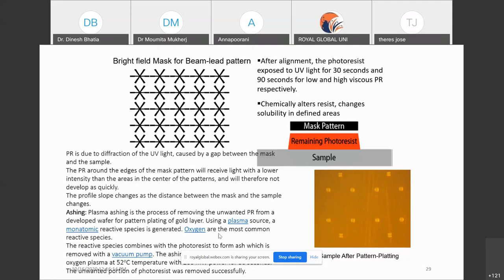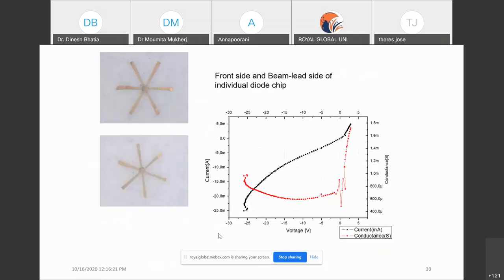So these are the common process steps for fabrication of any such devices and antenna with 3D printing technology. And after that, the front side and beamlead side of the individual diode chip looked like this. After completion of all the experimental procedure, finally it will look like a star because we have adopted the beamlead structure design. And these are the IV characteristics that we have measured using the terahertz vector network analyzer.